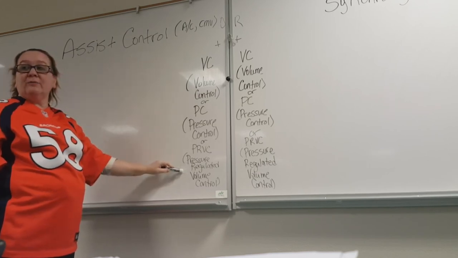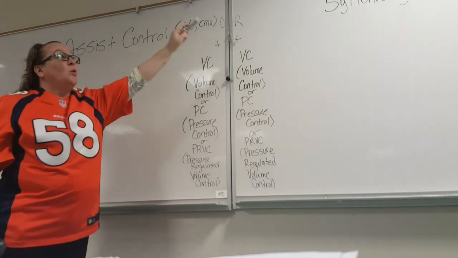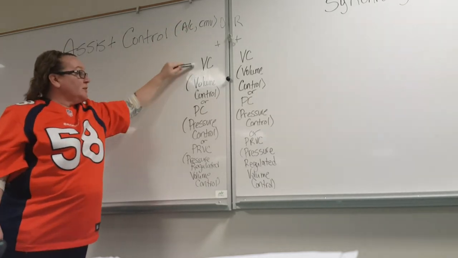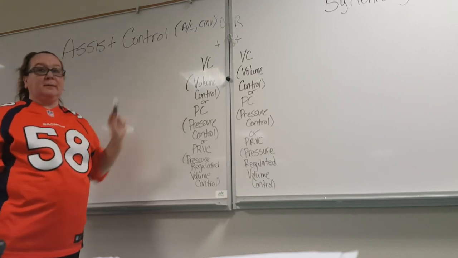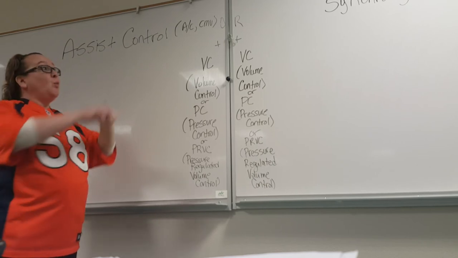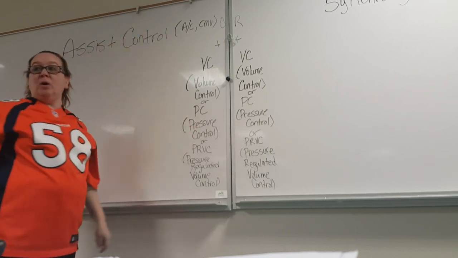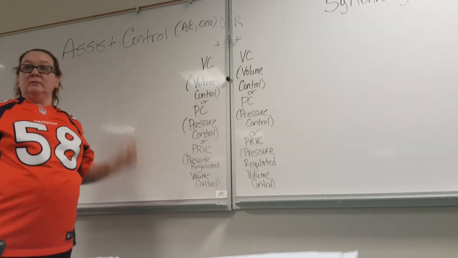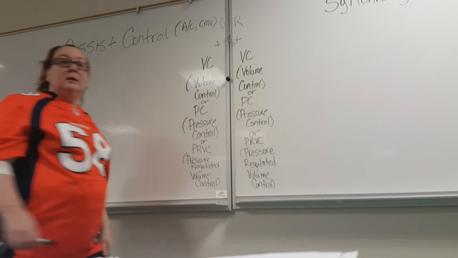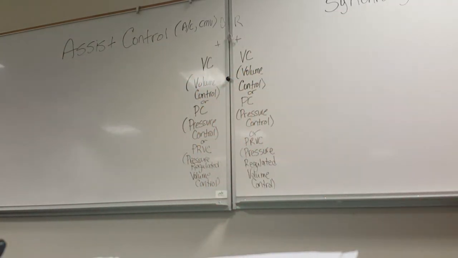PRVC, pressure regulated volume control. So AC or SIMV plus this one or this one or this one. Not all three, it would be plus one of them. So one of those plus one of these makes up a mode. Not this by itself, not this by itself, and not those two together. Okay? So if you tell me someone's in volume control, I'm gonna say that's not enough information, because it's not. We need to know, is it assist control, volume control, or SIMV volume control? And there's a big difference between the two.